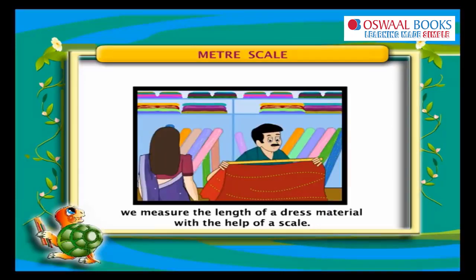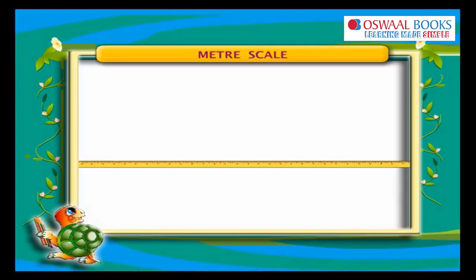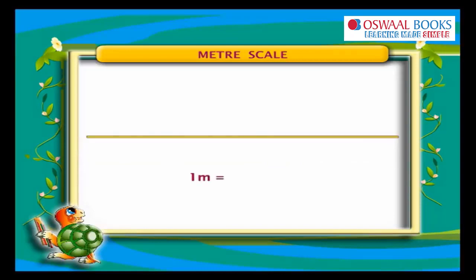We measure the length of a dress material with the help of a scale. This is a meter scale. The meter scale has 100 equal parts called centimeters. 1 meter is equal to 100 centimeters. The length of a cloth can be measured with the help of a meter scale.